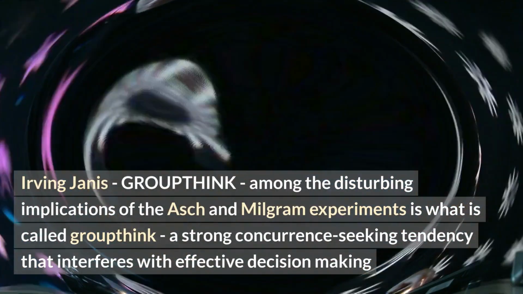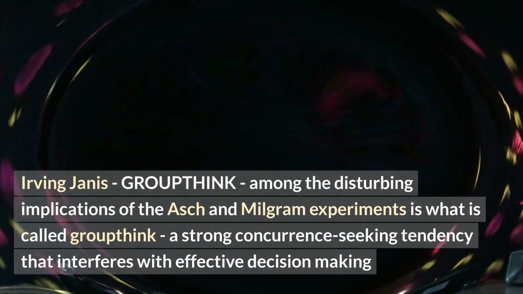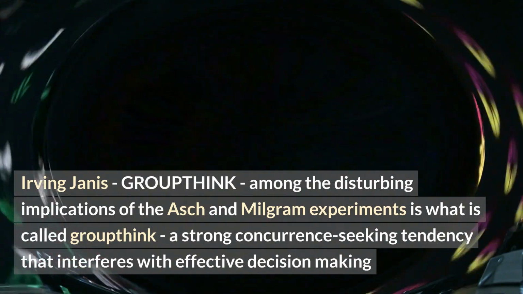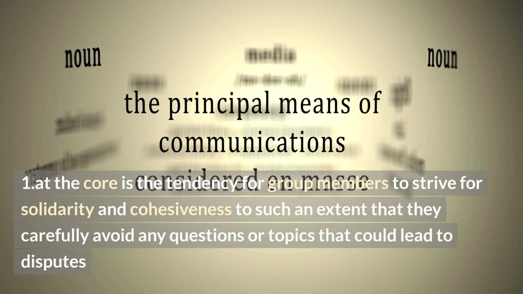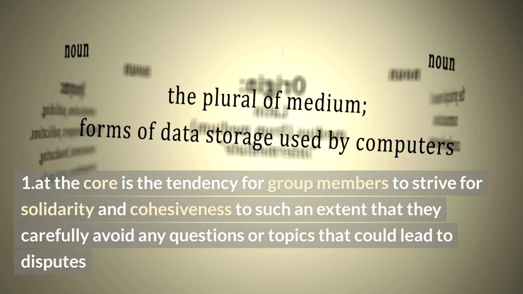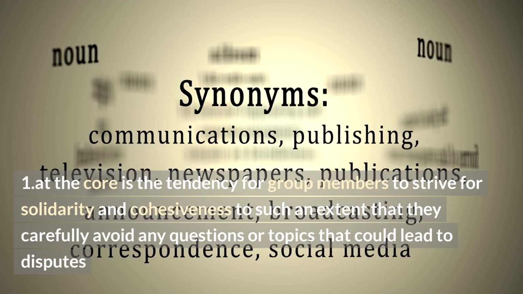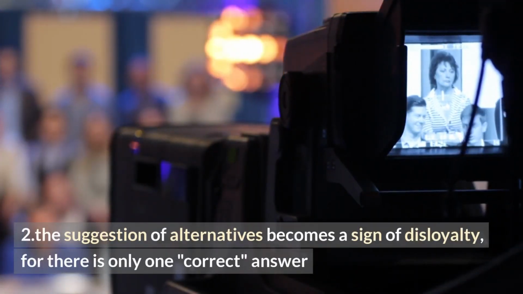Irving Janis: groupthink. Among the disturbing implications of the Asch and Milgram experiments is what is called groupthink, a strong concurrence-seeking tendency that interferes with effective decision-making. 1. At the core is the tendency for group members to strive for solidarity and cohesiveness to such an extent that they carefully avoid any questions or topics that could lead to disputes. 2. The suggestion of alternatives becomes a sign of disloyalty, for there is only one correct answer.